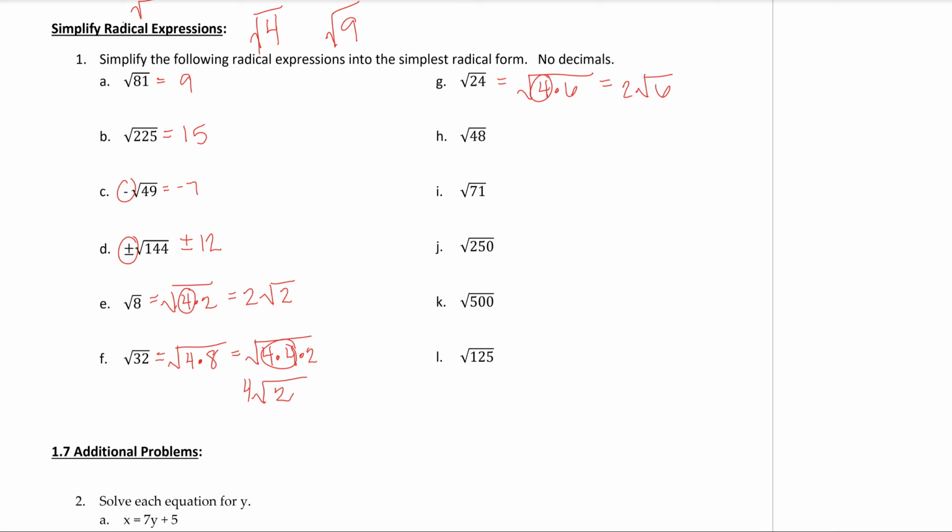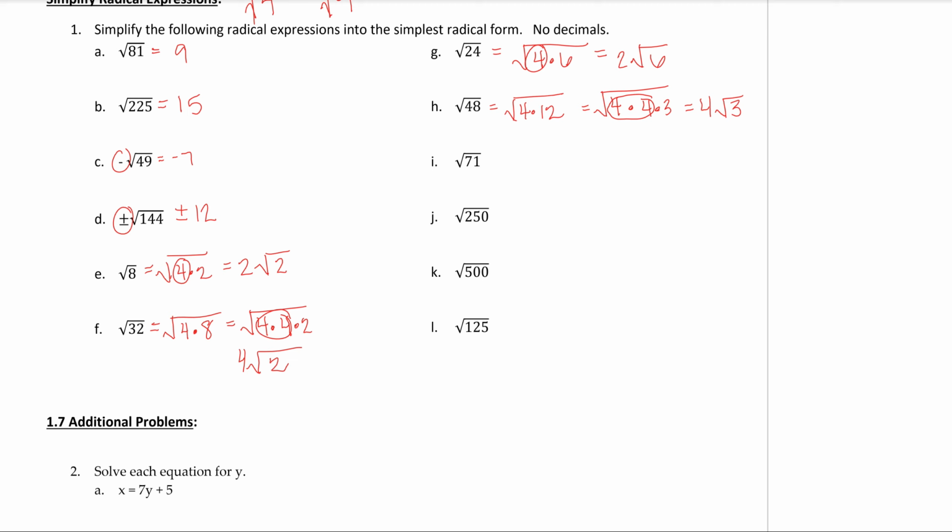Square root of 48, plug it in my calculator, I get a decimal, so I'm going to reduce. I know that it reduces to be 4 times 12. I know I'm also going to have to break apart that 12. I know that it breaks apart into 4 times 3. So again, 4 times 4 is 16, and the square root of 16 is 4. So my answer is 4 with a 3 remaining.